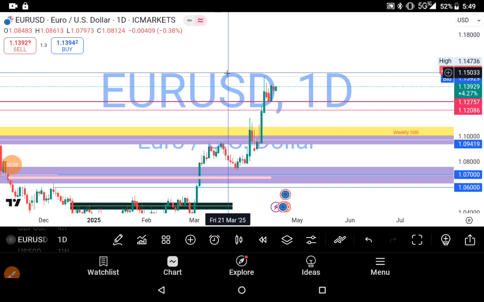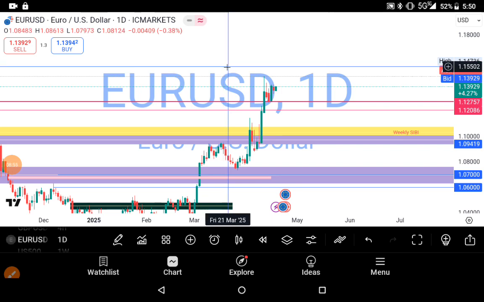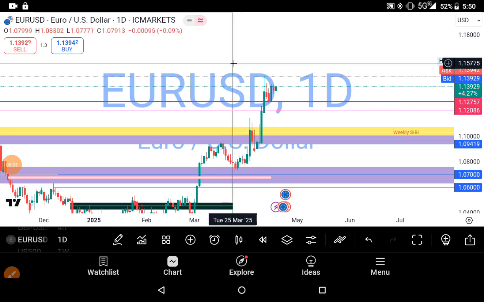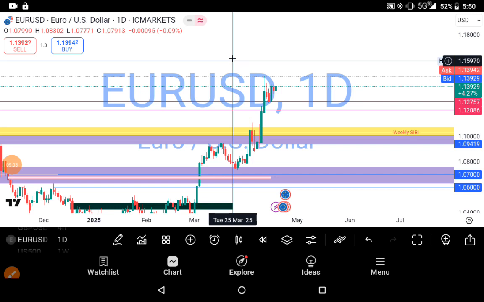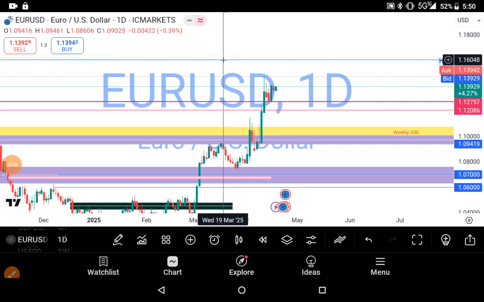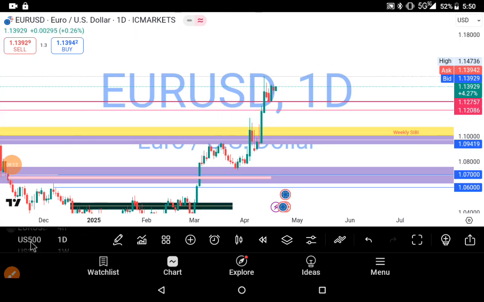But if the market price was able to pierce through 1.12757, then I will be watching 1.10 thousand. No going back. That means if 1.12757 turns to be a resistance, then I'll be watching 1.10 thousand. So that is that. Then on S&P 500.